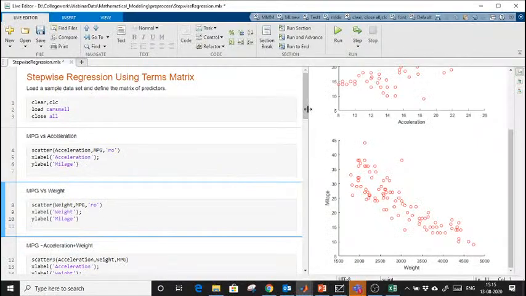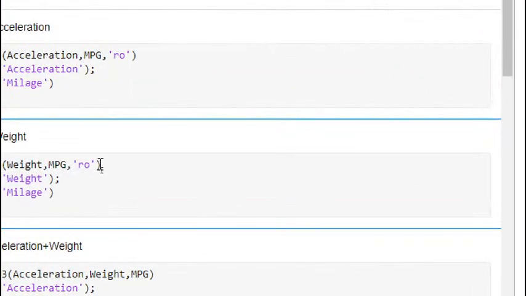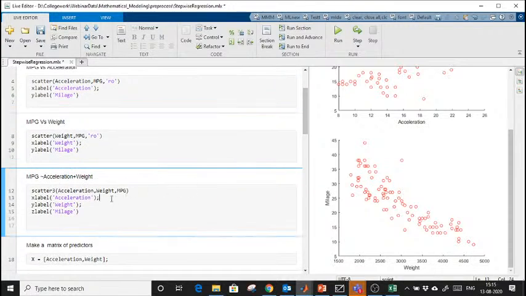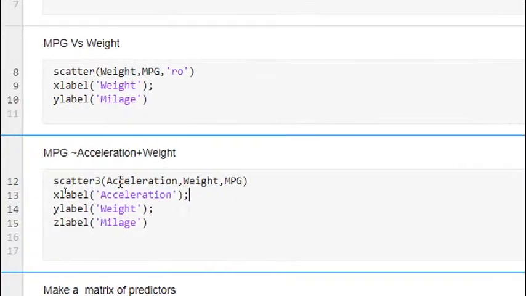Okay, we have that graph also. And here, for marker type, I choose the red circle type. Okay. Next I am going to plot mileage with respect to acceleration and weight, that is a 3D plot. So in this case I use scatter3.